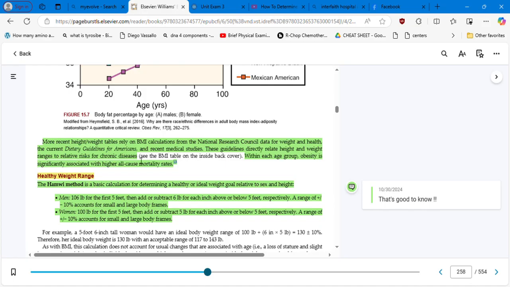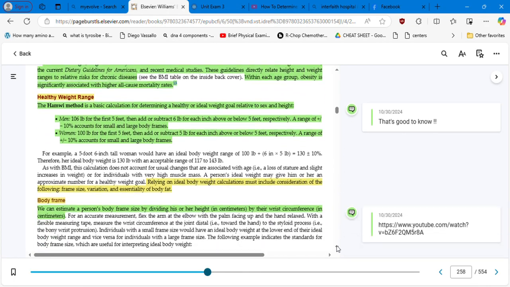Okay, I'm putting all the concepts together. That is going to make a prediction of how many chronic conditions this person is going to have in their senior age, right? When they become elderly. Okay, so with each age group, obesity is significantly associated with higher all-cause mortality rates. Yes. So healthy weight range.